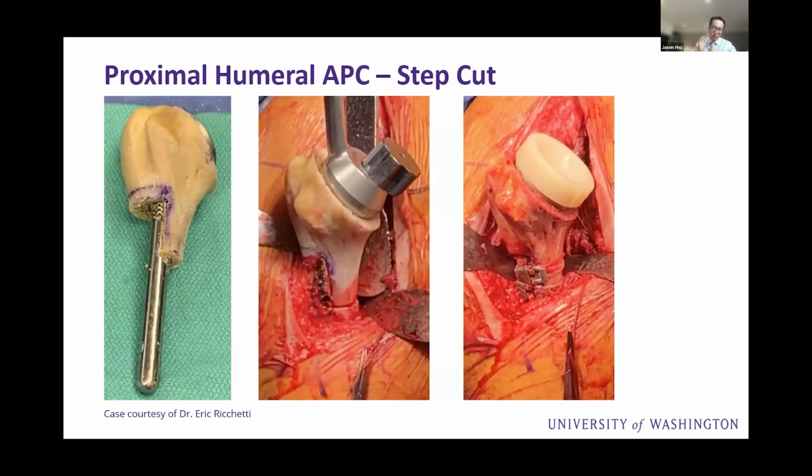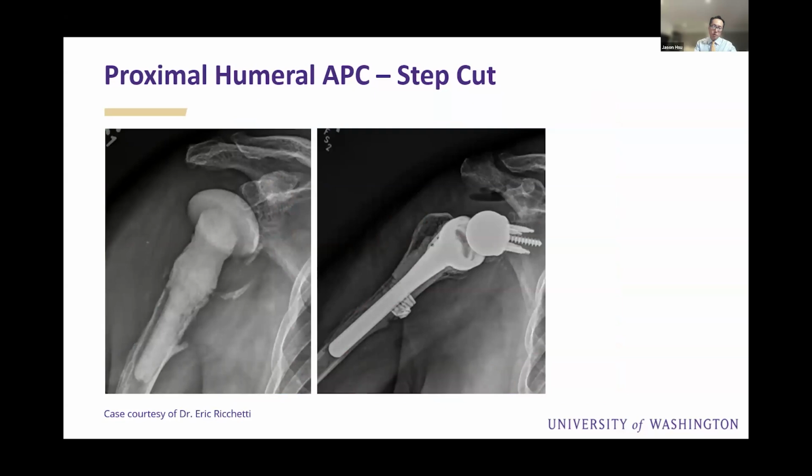There's also the option of using a step cut, which can provide a little bit more surface area. You can see that in this case, which I borrowed from Eric Ricchetti at Cleveland Clinic. With a step cut, you can use cables to compress the step cut side to side, and you can get a nice result with that as well.